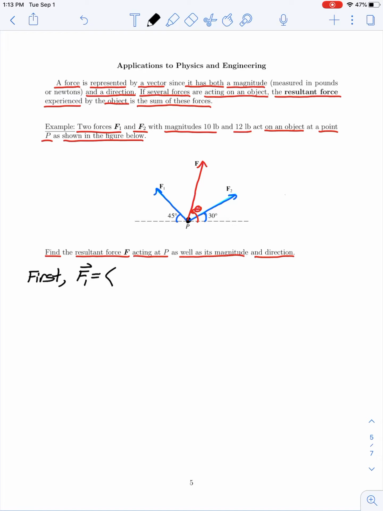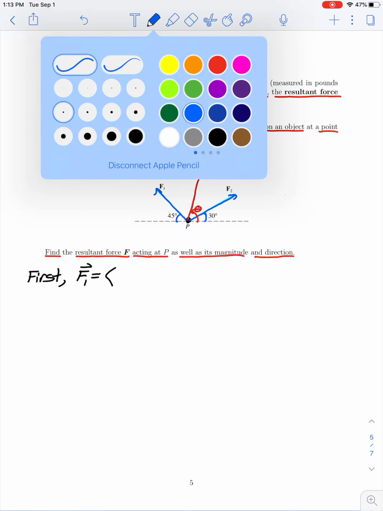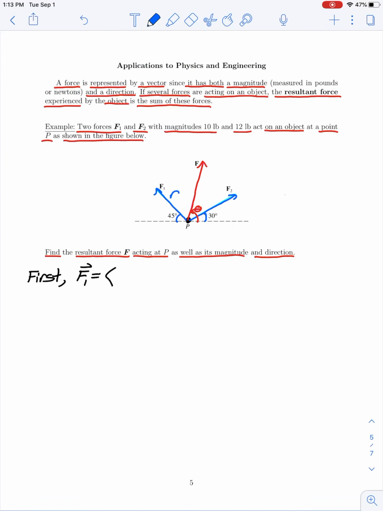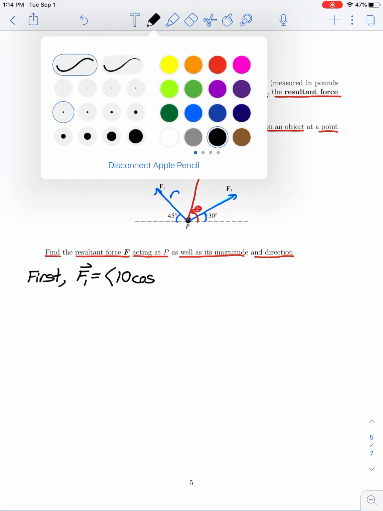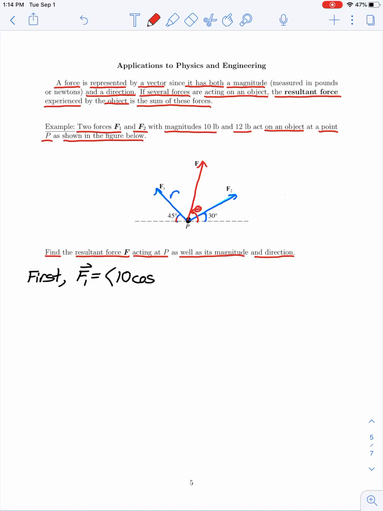F1 would have an x component given by r cosine theta, where r is the magnitude of this first force, F1, which we were told is 10 pounds. And then we're multiplying by cosine of theta, where theta can either be considered as the angle that we rotate counterclockwise from the positive x-axis by, or in this example, we were given the angle measure from the horizontal was 45 degrees.